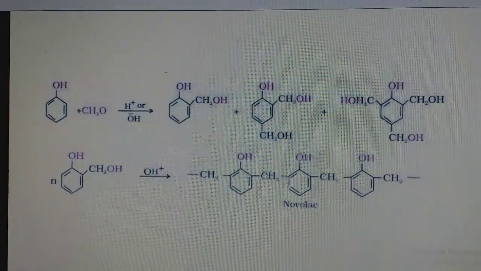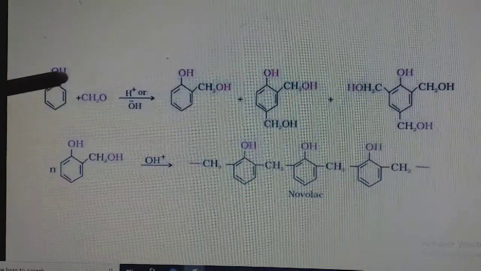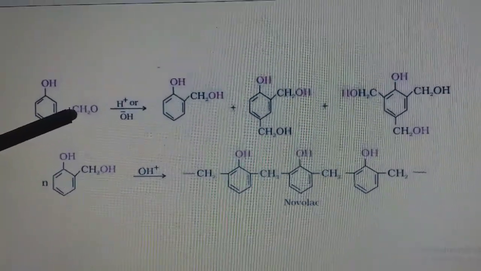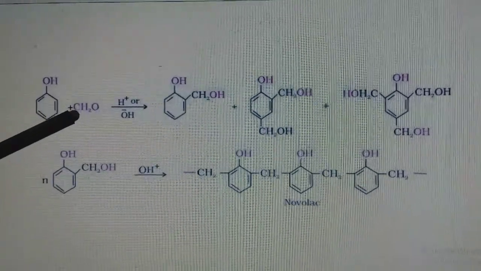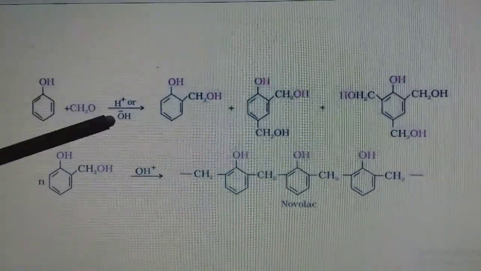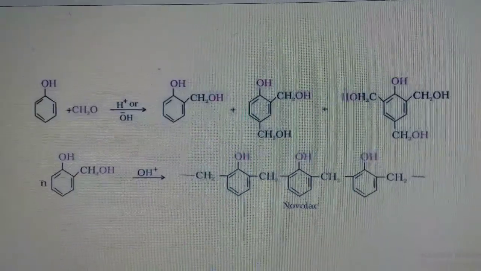You see the reaction now? This is phenol and this is formaldehyde. Actually the formula is HCHO, and here in condensed form it is written as CH2O. This will react in the presence of an acid or base catalyst.